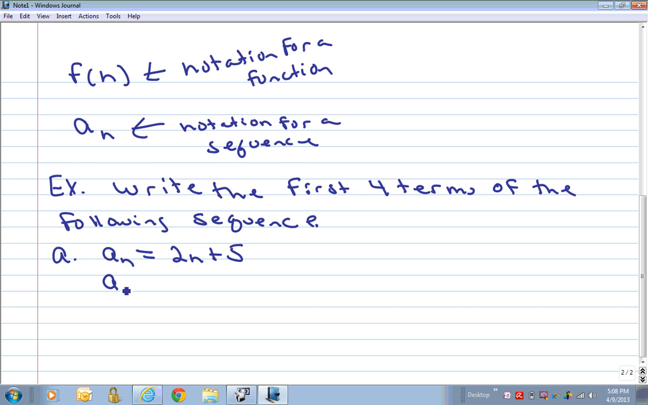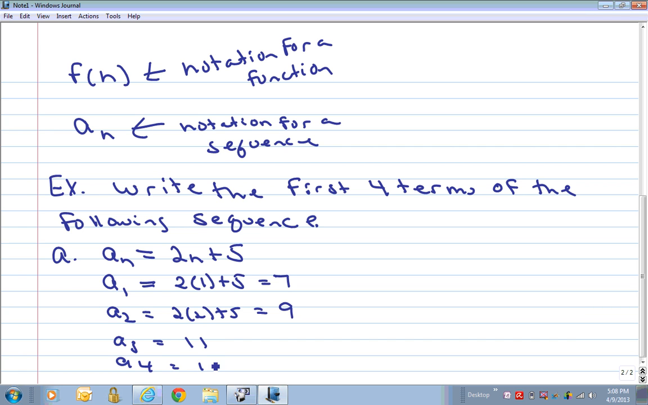So a sub 1 is the first term, then 1 would be our substitution for n, and we would have 2 times 1 plus 5, which would be 7. So a sub 1 is 7. A sub 2 would be our second term, and we would have 2 times 2 plus 5, which would give us 9. Then a sub 3 would equal 11, and a sub 4 would equal 13, etc. And that's the first four terms. That's if a sub 1 started with the first term being 1. Sometimes you can have a sub 0, and we'll talk about that a little bit later.